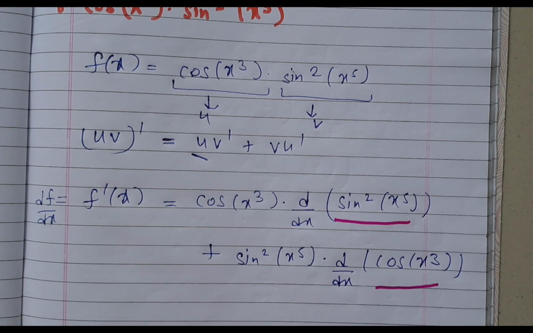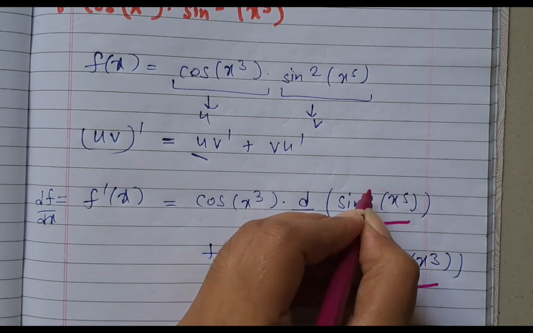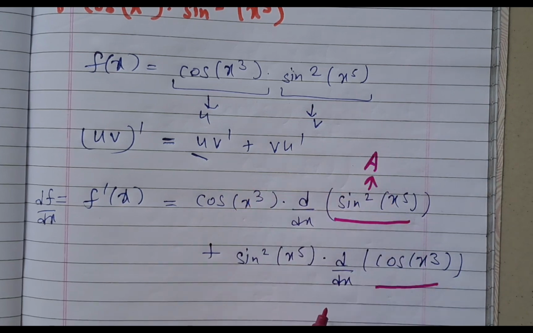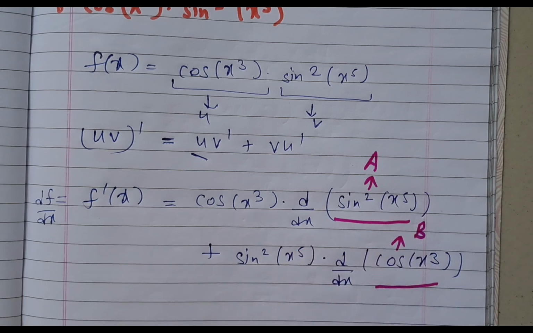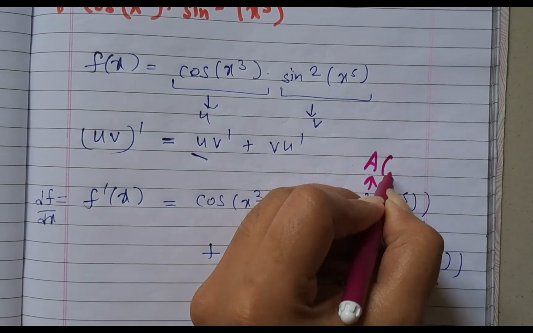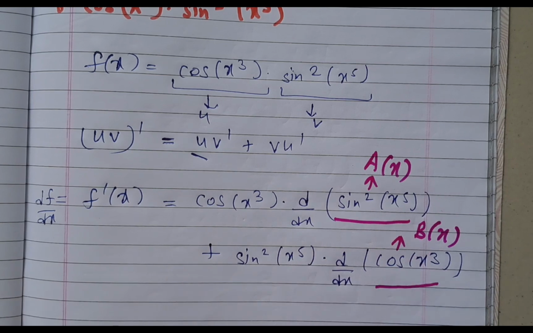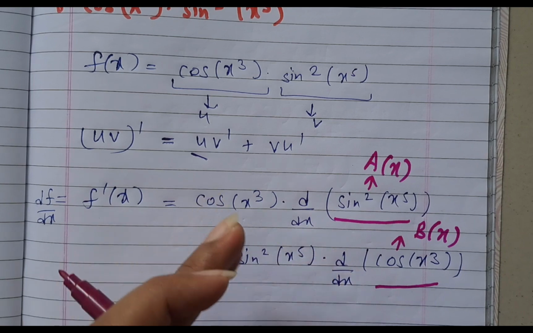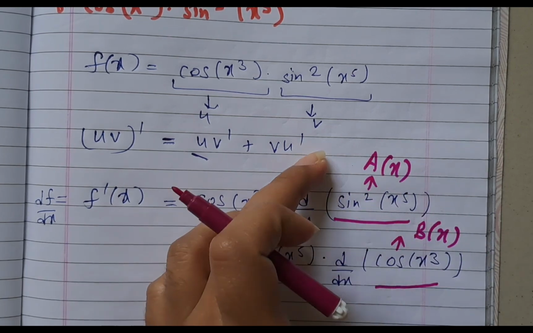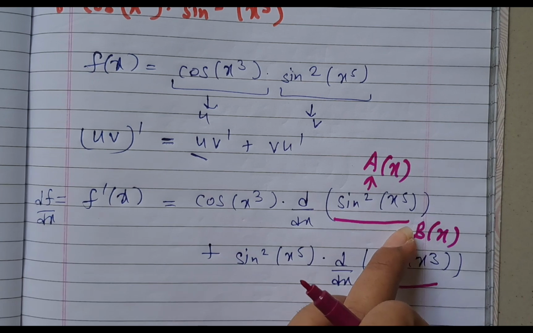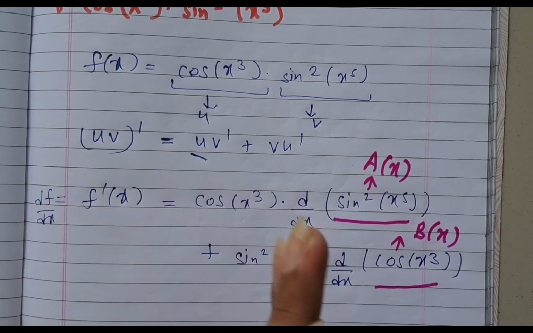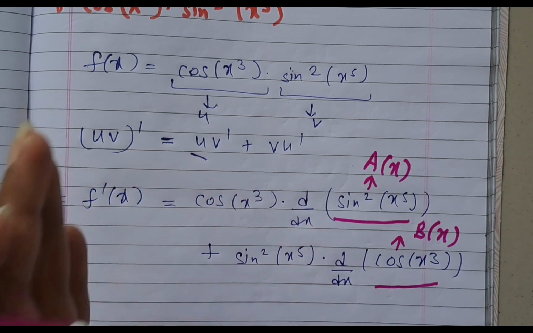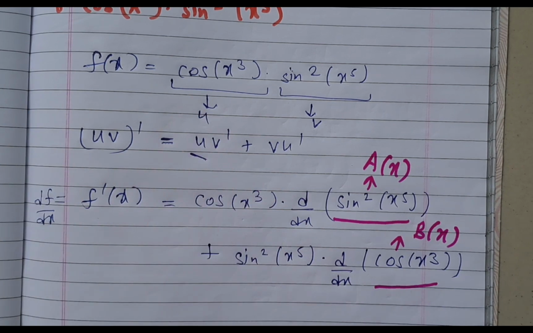Okay, so let us consider sin square of x raised to 5 as a and cos of x cube as b. It will be a of x and this will be b of x. We had considered this entire term as f of x. Now we are assuming sin square of x raised to 5 as a of x and cos of x cube as b of x, and then we are going to find separately d by dx of a of x and d by dx of b of x, and then we are just going to place values over here.